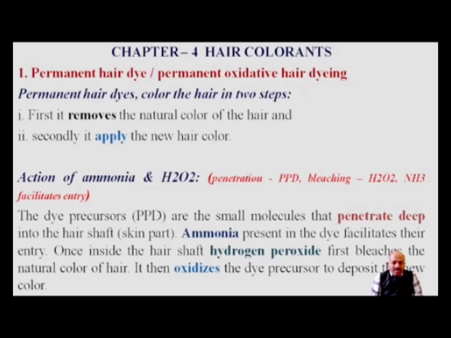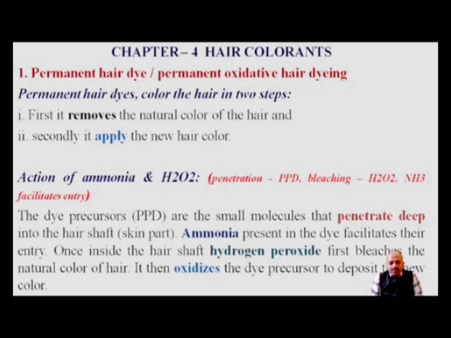That is, it removes the color that is present on the hair. And the second point is it applies the new hair color on that removed hair. For this, there is the action of chemicals called ammonia and hydrogen peroxide. Because of the presence of these two chemicals, the dye can be completely colored on the hair follicle permanently. So let us see.